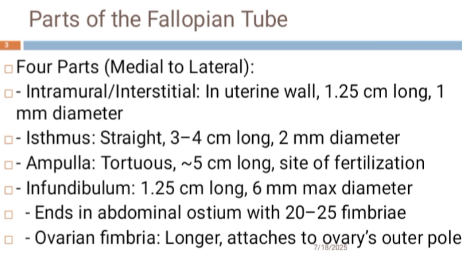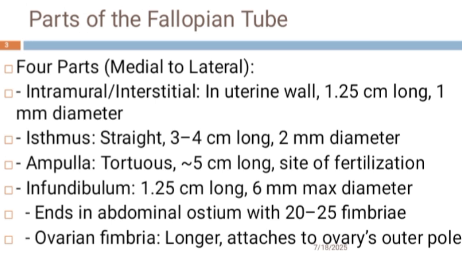Let's now explore its anatomical parts. Parts of the fallopian tube. The fallopian tube has 4 distinct parts, from medial to lateral. First, the intramural or interstitial part lies within the uterine wall, measuring 1 to 5 centimeters in length and 1 millimeter in diameter. It's the narrowest portion and serves as the gateway from the uterus.